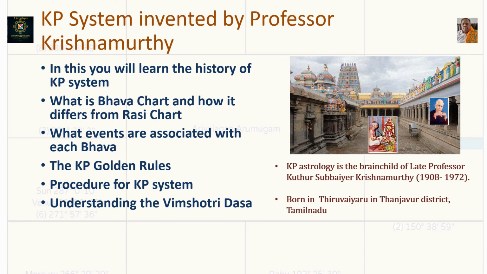Then next, the procedure for the KP system. There is a systematic procedure. It is very simple, easy to understand, easy to apply, and everybody can learn. There is no problem in learning this procedure. I will explain this also. Then you have to understand the Vimshottari Dasha to apply it in KP astrology. So these are covered under the KP system, which was invented by Professor Krishnamurti.